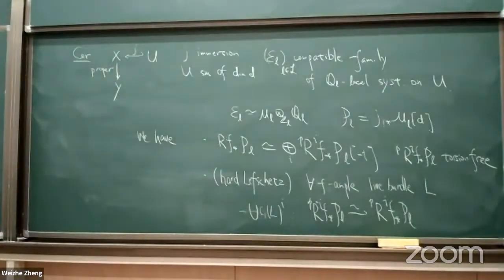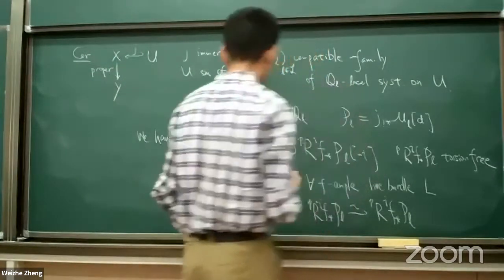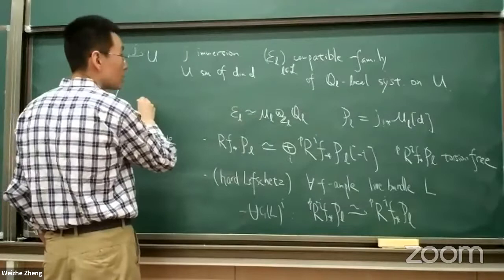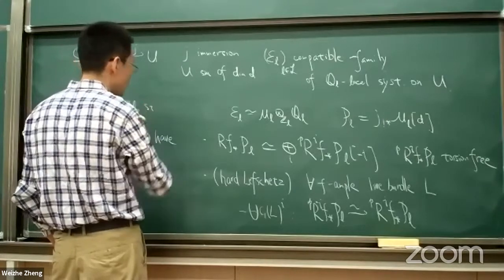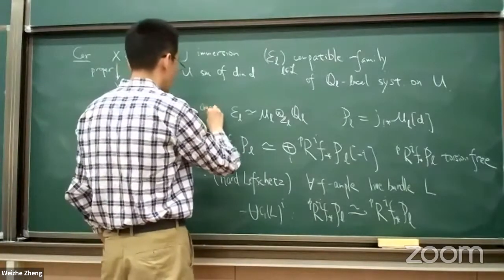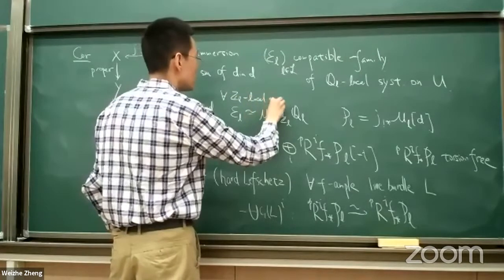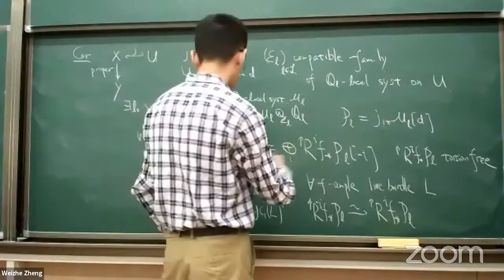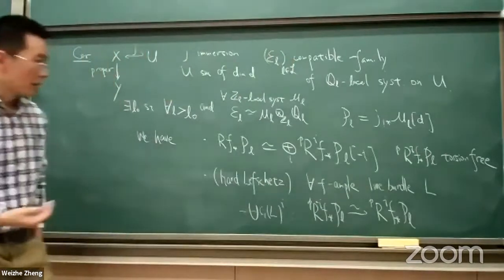But in fact, there is a refined version of this where we can make precise the meaning of l large enough, in the sense that we actually can take a uniform bound for all the models. The actual statement here is that there exists an l_0 such that for every l greater than l_0, and for every model, so for every Z_l local system M_l admitting this isomorphism, we have the following results: the decomposition theorem, torsion-freeness, and the hard Lefschetz theorem.